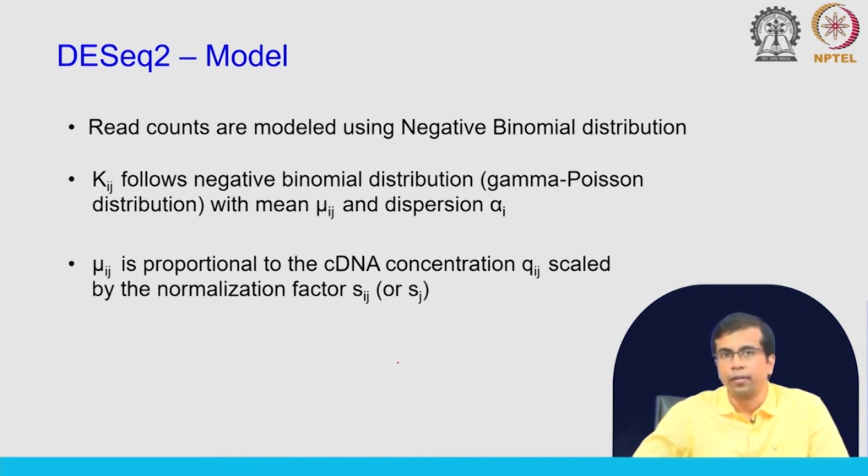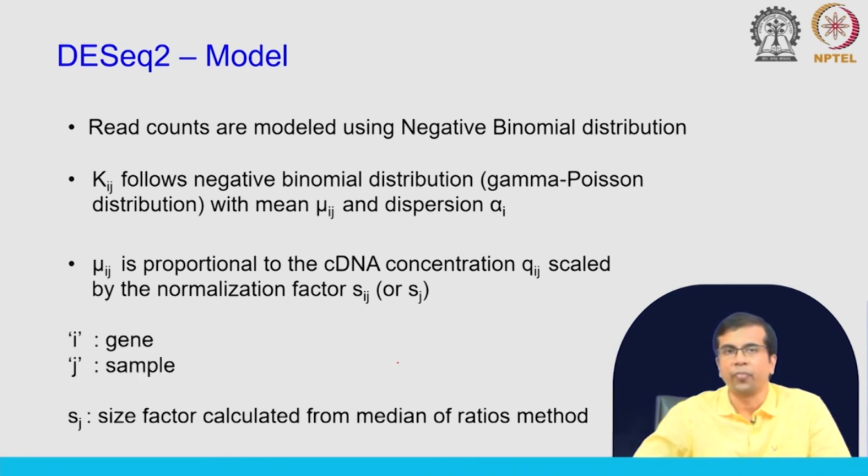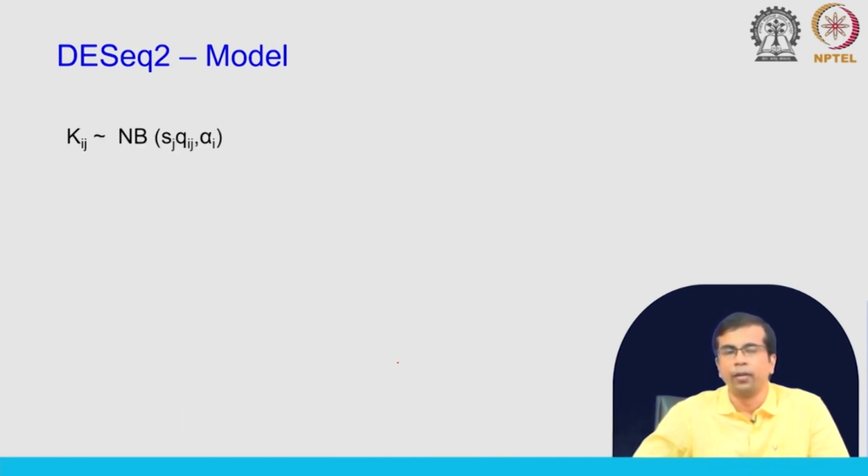So, here we can use that factor, for example sj, but sometimes we want to calculate this normalization factor for each gene separately. In that case this will be sij. This normalization factor is unique for each gene, and we can supply that as well. Just to remind you, i is for gene and j is for sample. So, sj is a size factor that has been calculated from the median of ratios method. This is the default, and this is what DESeq2 will do.